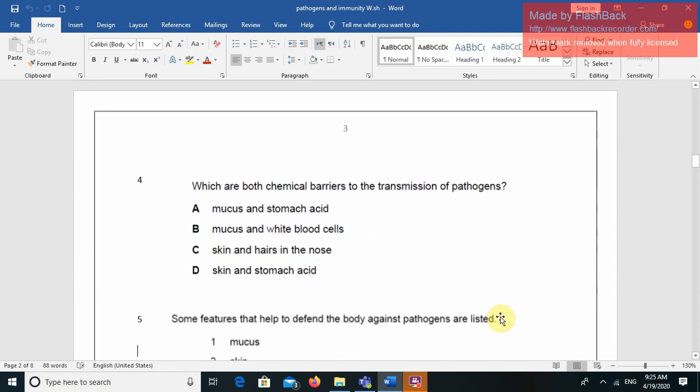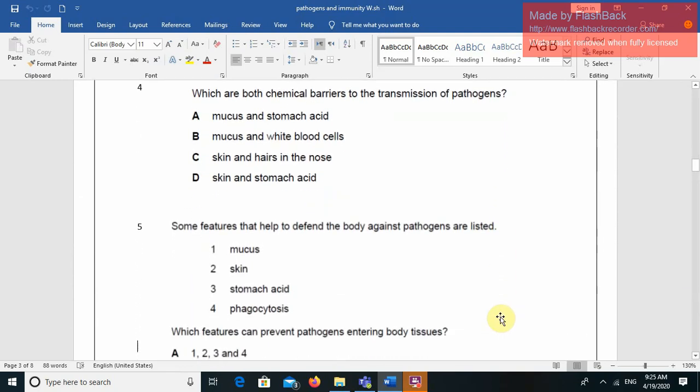4. Please pay attention to these questions. Which are both chemical barriers to the transmission of pathogens? When I say chemical barriers, I mean that they are available all the time and they work like a layer to prevent the pathogen from getting in. Mucus, yes. Stomach acid, yes. But let's go to B.